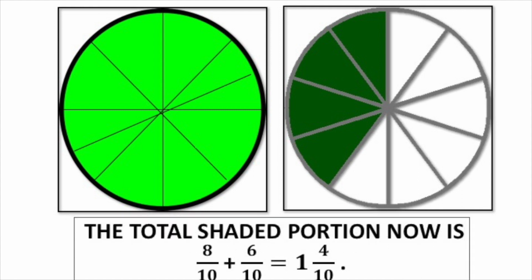The total shaded portion now is 8 over 10 plus 6 over 10 equals 1 whole 4 over 10. Remember about mixed numbers? When we have a whole, we can just count it as 1. And then in the next circle, count the number of fractions. So the total number here is 1, 4 over 10. And that's how we can calculate fractions.